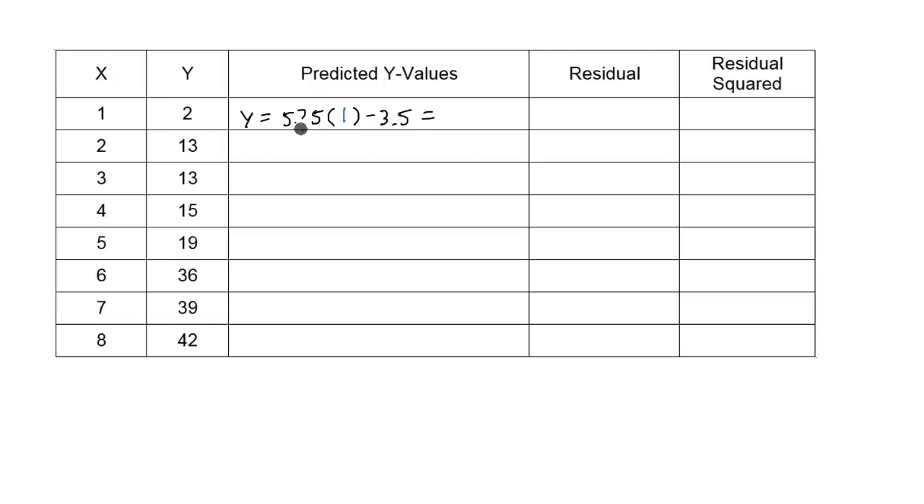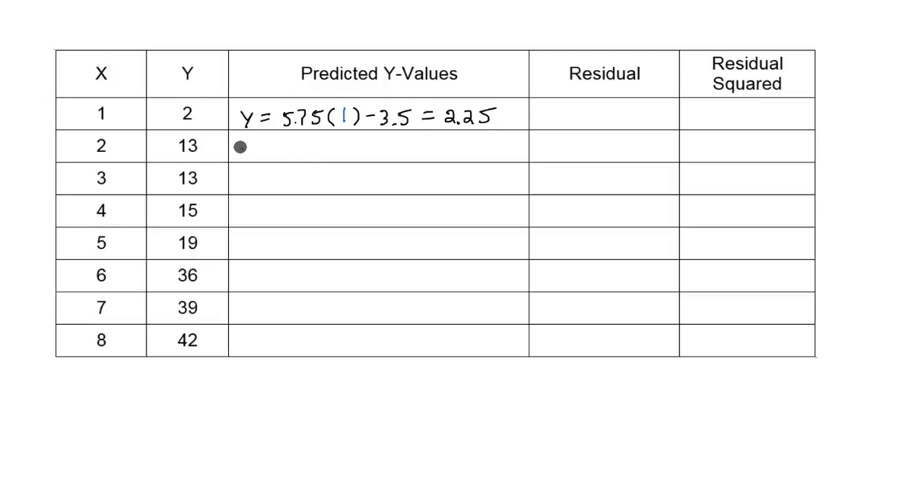Now remember that 5.75 here times the x value minus 3.5, that was taken from the Inspire calculator. Now if I calculate that, I'm going to end up getting 2.25. So my observed data when x was 1 was 2. That was the Y value. Now the predicted Y value with the line of best fit was 2.25. So that kind of summarizes what all that means.